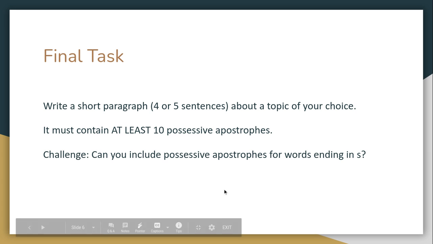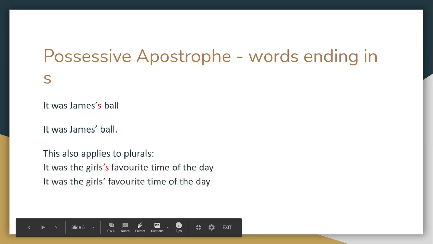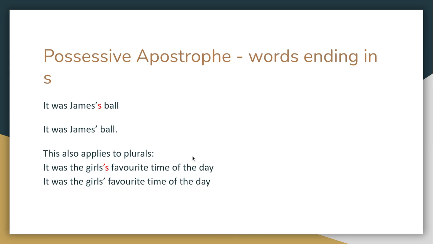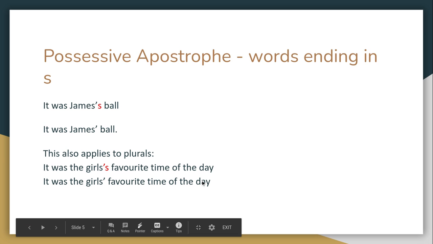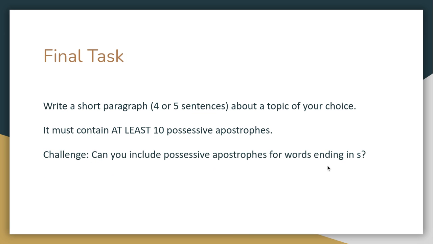So what I want you to do is write a short paragraph, just 4 or 5 sentences, about a topic of your choice. It can be about you and your life, or your friends or your hobbies or anything. It doesn't matter what it's about as long as it is appropriate, and it must contain at least 10, quite a lot, 10 possessive apostrophes. As a challenge, can you include possessive apostrophes for words ending in S, like James and Thomas, or plurals, the girls, the boys, etc.